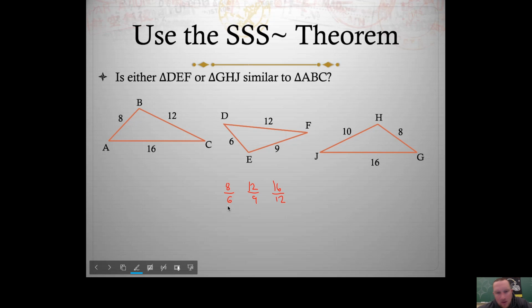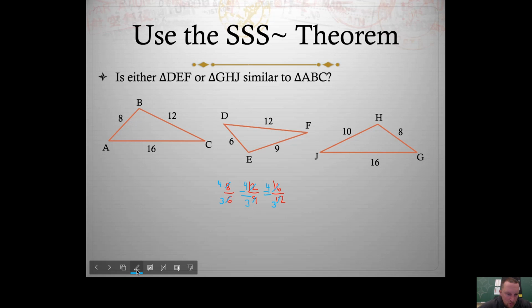Well, let's think about it for a second. I don't really have a calculator to display for you, so I know that 2 goes into both of these. So this would be the same thing as 4/3. I know that 3 goes into both of these. So it also would be 4/3. And I know that 4 goes into both of these. Since all of these are equal, these two triangles are similar.